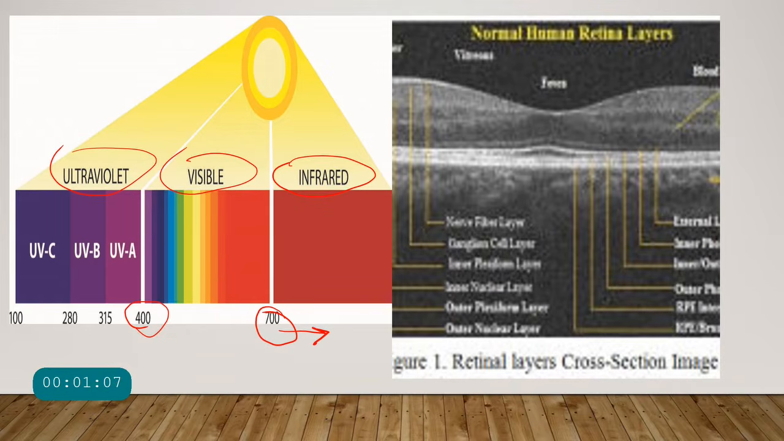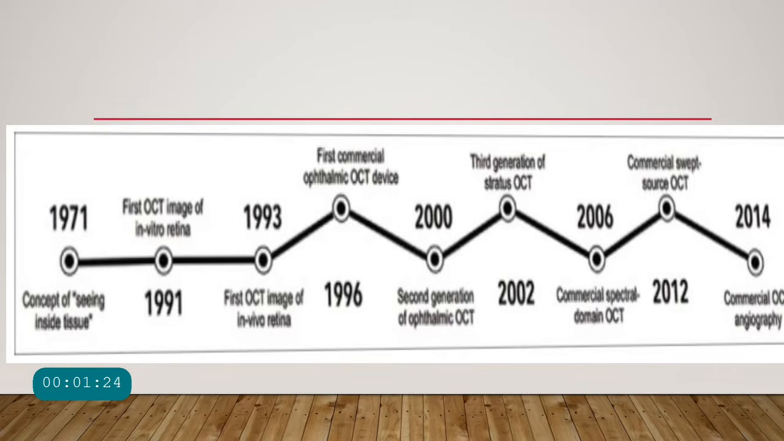Using this infrared source of light, the OCT will create infrared waves which will go to the retina, and from the various layers of the retina they are going to get reflected back, and we are going to get an image something like this, and this is what is optical coherence tomography.